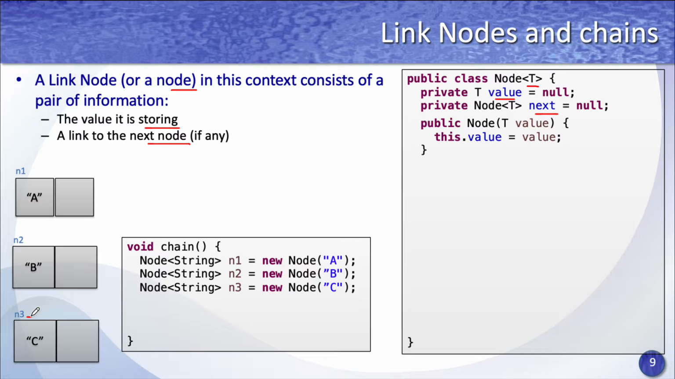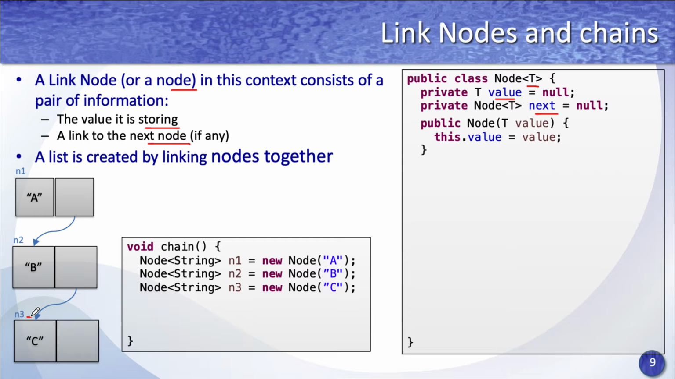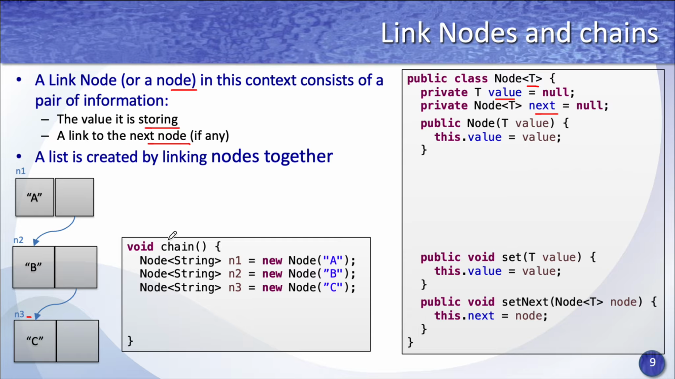Now we create a list, or a linked list, or a chain of these nodes by connecting or wiring these nodes in the correct order. So a list is created by linking these nodes together. Let's add a couple of set methods to set both the value and the next node in that list. Here we can link these nodes by saying that for node n1, the next node is going to be n2. So the next here will point to n2.